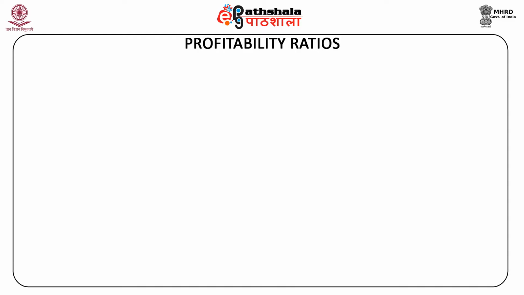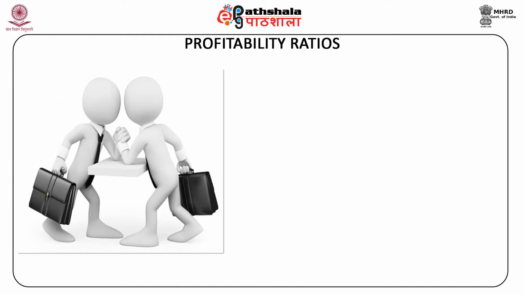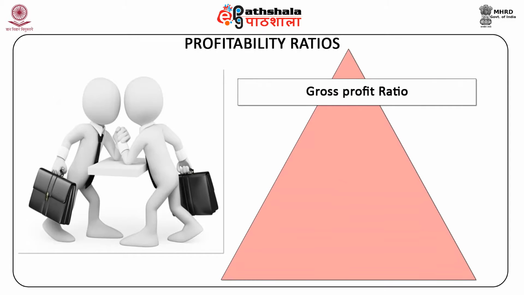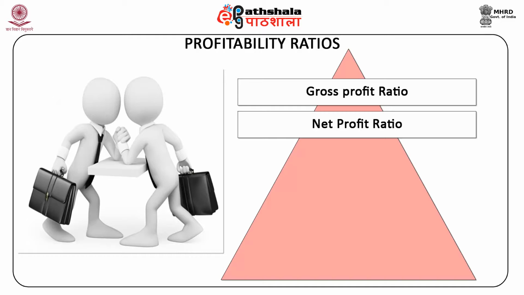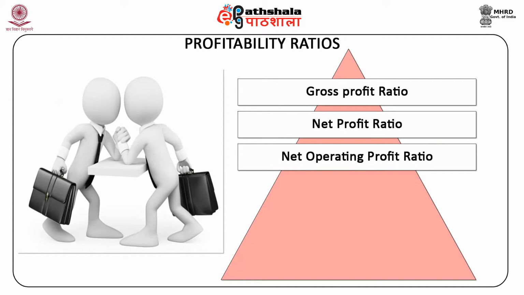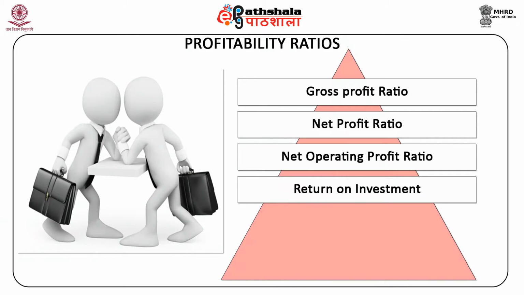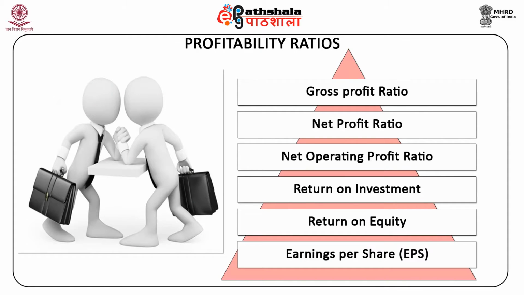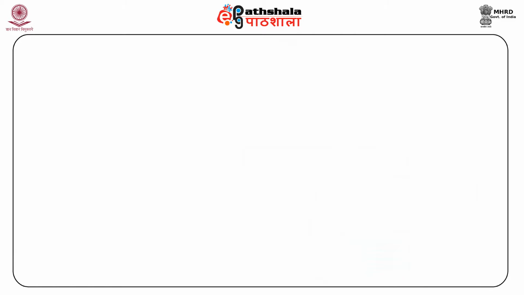Profitability ratios. Profitability ratios tell us about the profitability of the firm and also the profitability from the perspective of shareholders. They give the information regarding margins as well as about the returns generated. The following are some of the important profitability ratios: gross profit ratio, net profit ratio, net operating profit ratio, return on investment, return on equity, earnings per share or EPS.